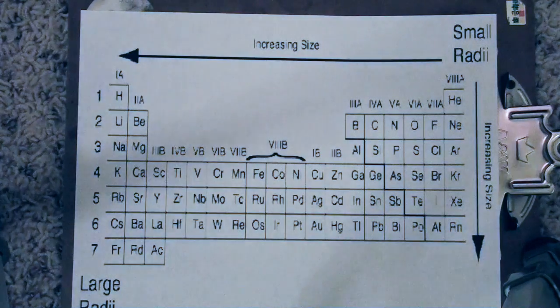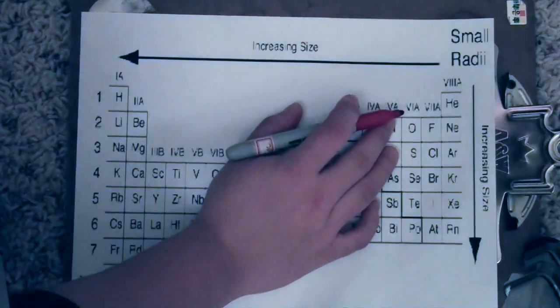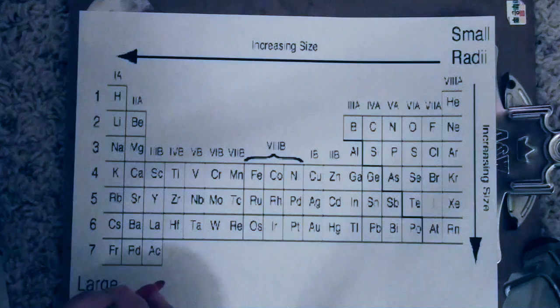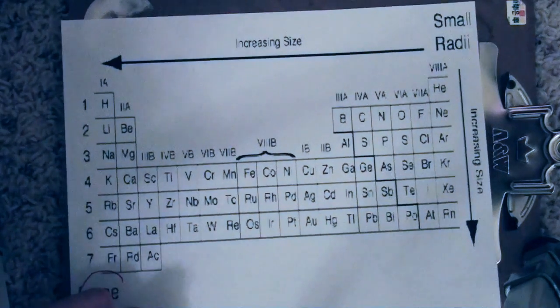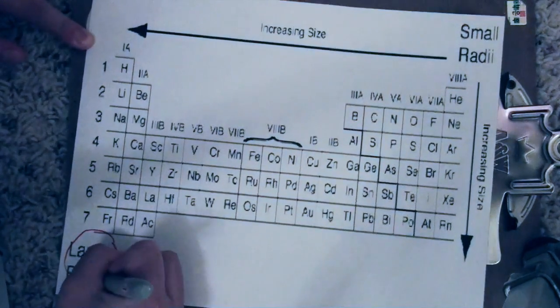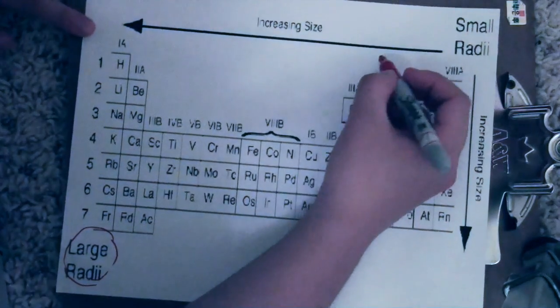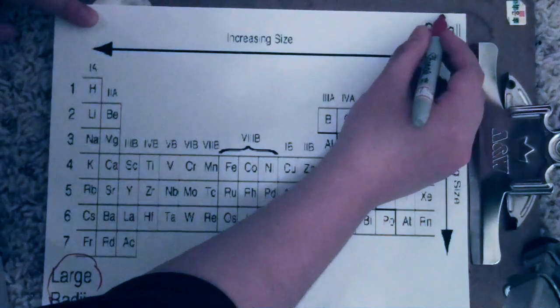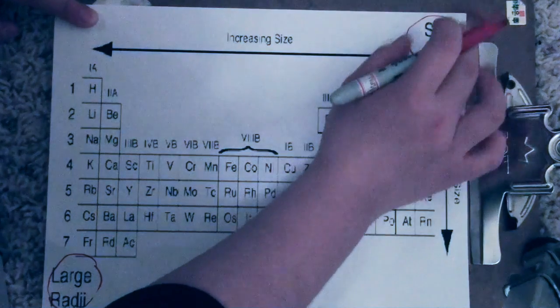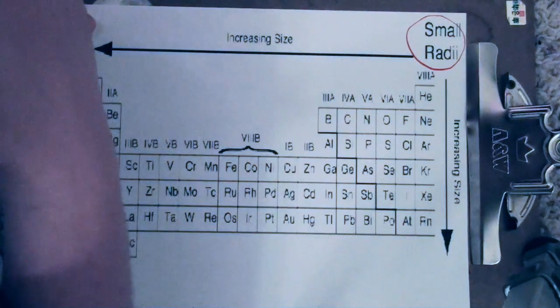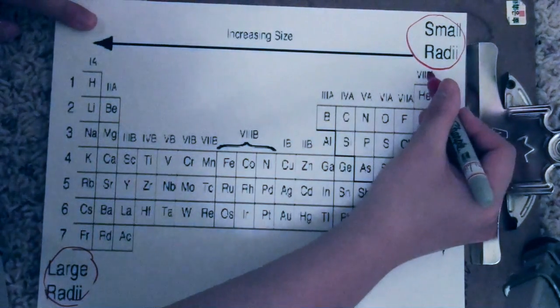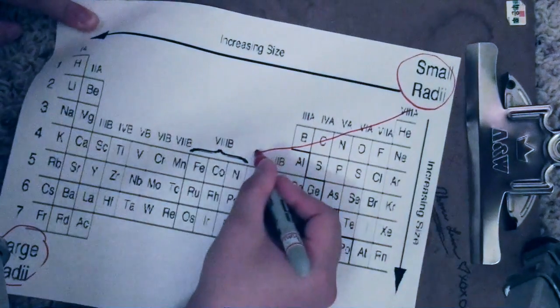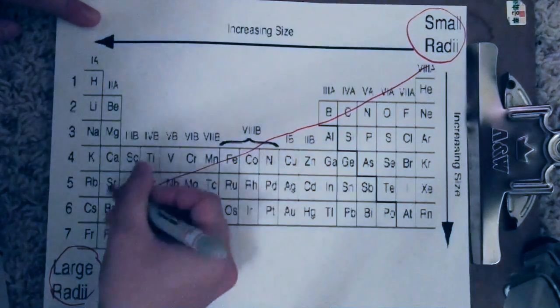So the bottom left corner here has the largest radii, and the upper right-hand corner is where the smaller radii are located. So the pattern would be going across to get smaller, and going down to get bigger.